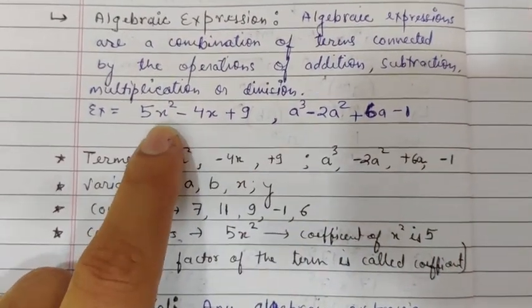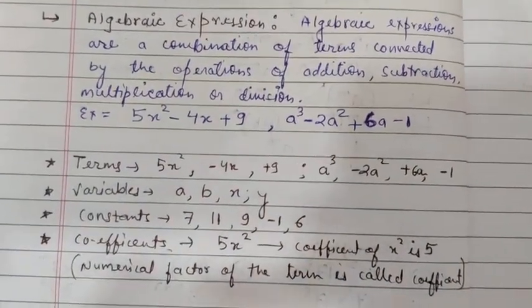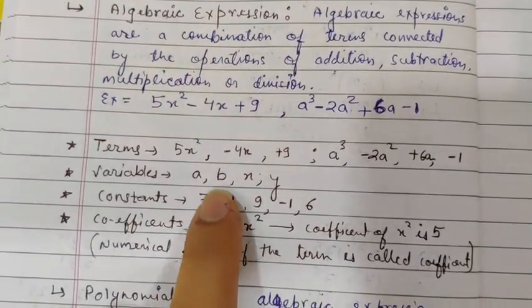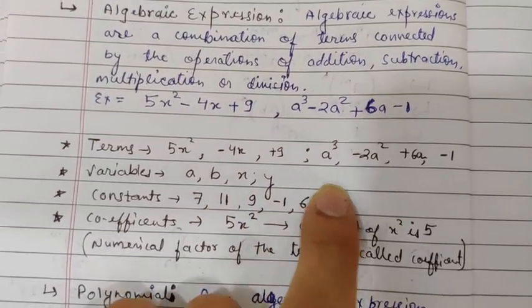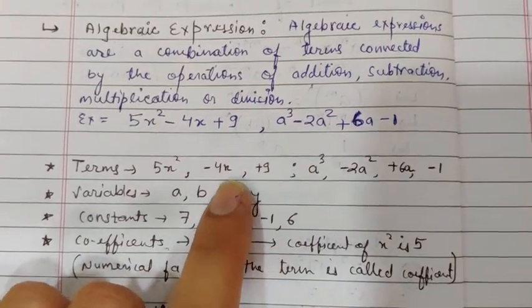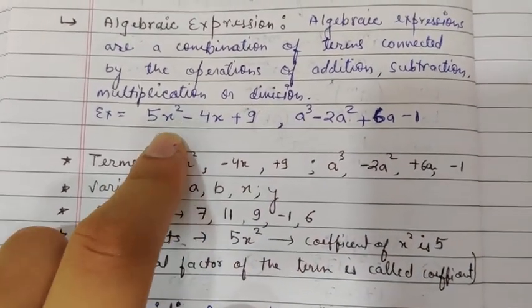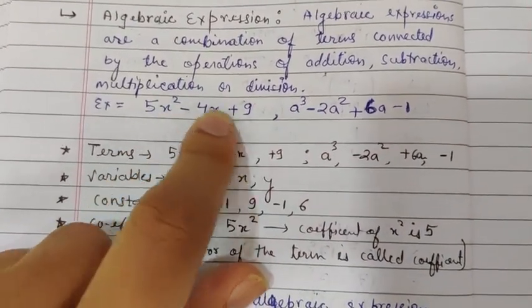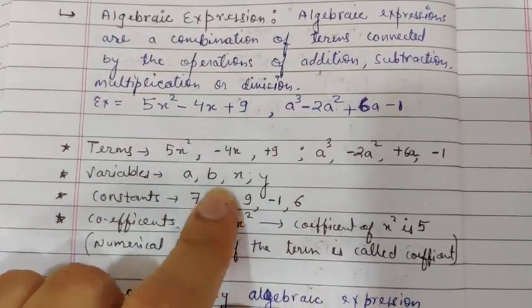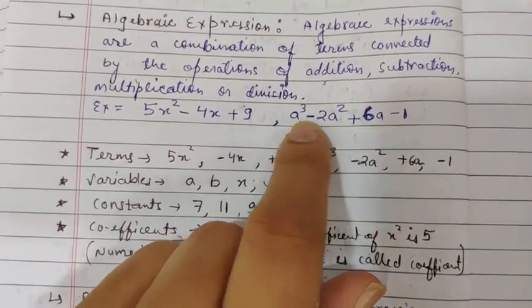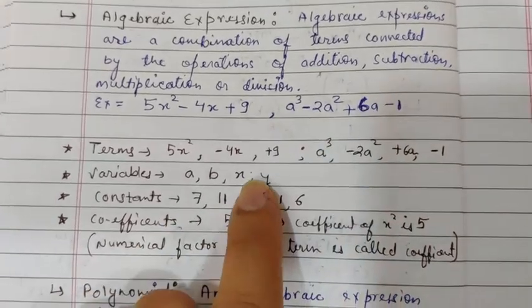Variables, as I told you, are symbols which we are using, like letters, alphabets. So A, B, X, Y, C, D, E, whatever we are using in the expression, they all are the variables. For example, in this expression, X is the only variable which we are using here. Here we are using A. So A is the only variable which we are using.